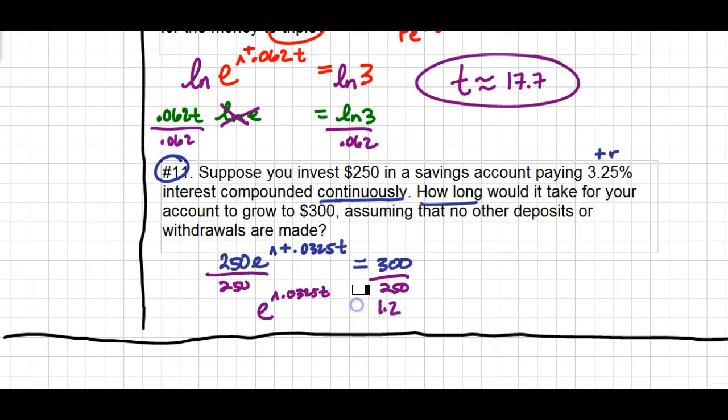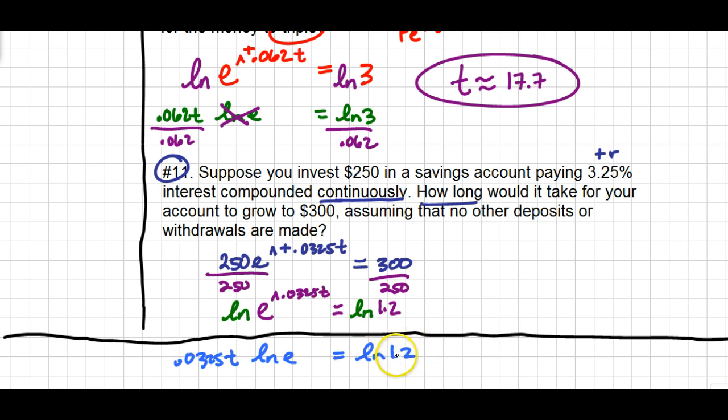As soon as the e is isolated, meaning nothing else is in front of it, I can incorporate a natural log. Again, I'm using natural log because it's a base e. If I decided to use a regular log, it would still work, but it would add an extra step, so I'd rather not do that. As soon as the natural log is incorporated, this exponent now can move to the front. So 0.0325t goes in front of natural log of e. That's a really crucial step because if we don't move it to the front, we can't solve for that exponent.